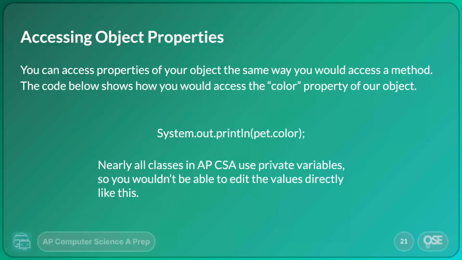You can access properties of your object the same way you would access a method. The code below shows how you'd access the color property of our object. You would essentially use pet.color. The pet.color value is treated like a variable in Java. However, the value is being referenced from our class object of pet. Nearly all classes in the APCSA exam use private variables, so you wouldn't be able to edit or reference the values directly like this.